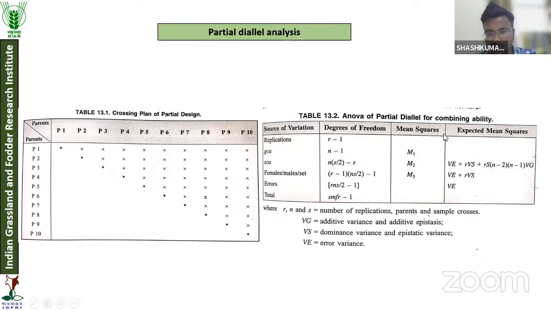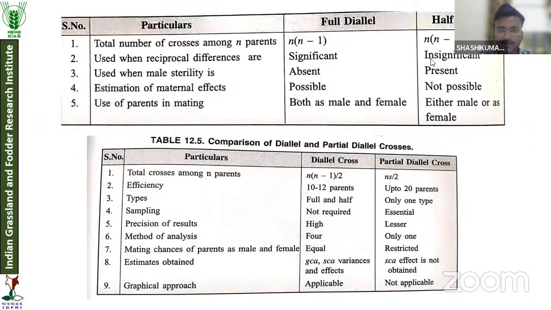So this is the ANOVA for partial diallel analysis for estimating combining ability. This is the error variance, r into (ns by 2 minus 1). This is very important, where r is the replication, n is the number of parents, and s is the sample number of crosses used in the partial diallel analysis. Especially, for the male parent P2, the half diallel will give an estimate of GCA, and the particular cross will give the significance for SCA.